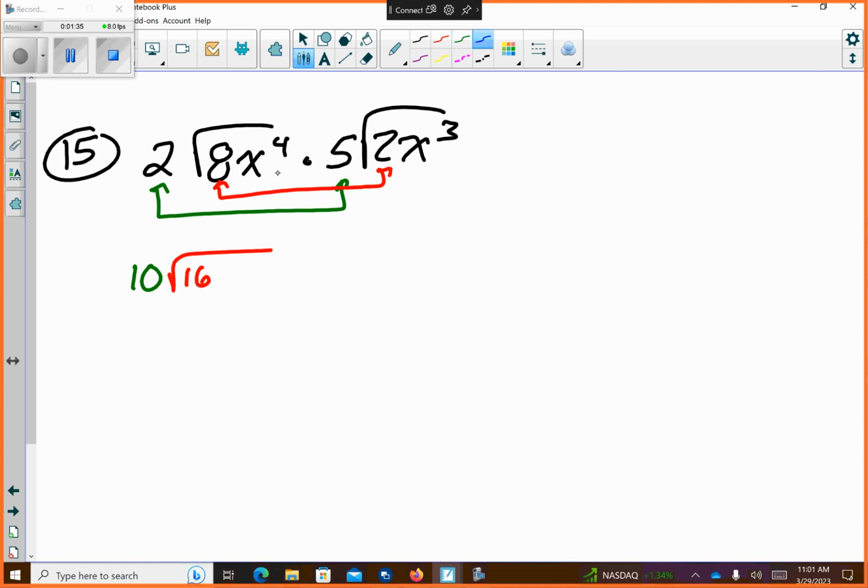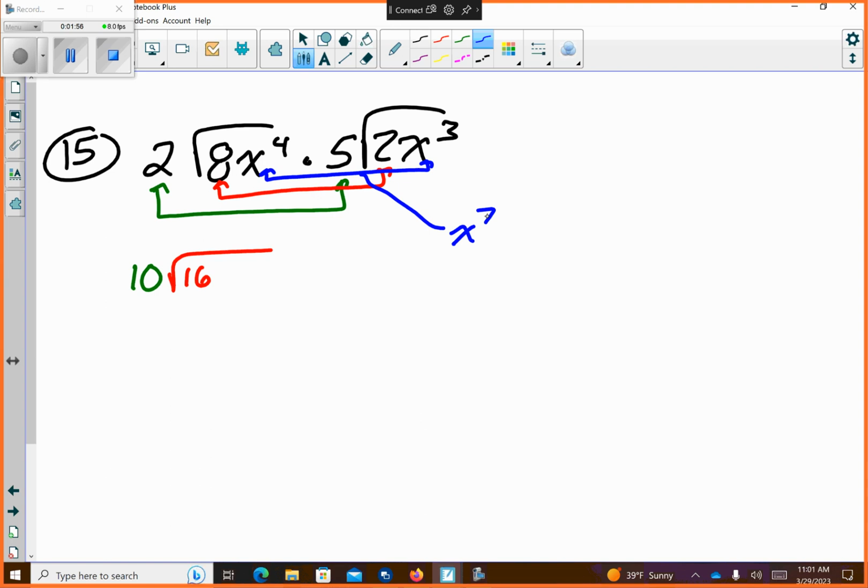Then when I multiply the same bases, what do the exponents do? They add together. So those add together. I'm going to just put this little side note here, and then I'll show you what I'm going to put underneath. So I'm going to put x to the 7th. Is x to the 7th a perfect square, though?